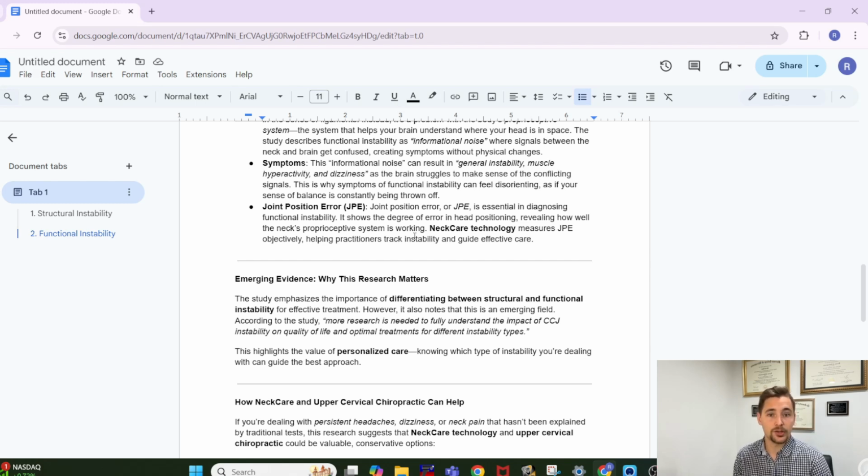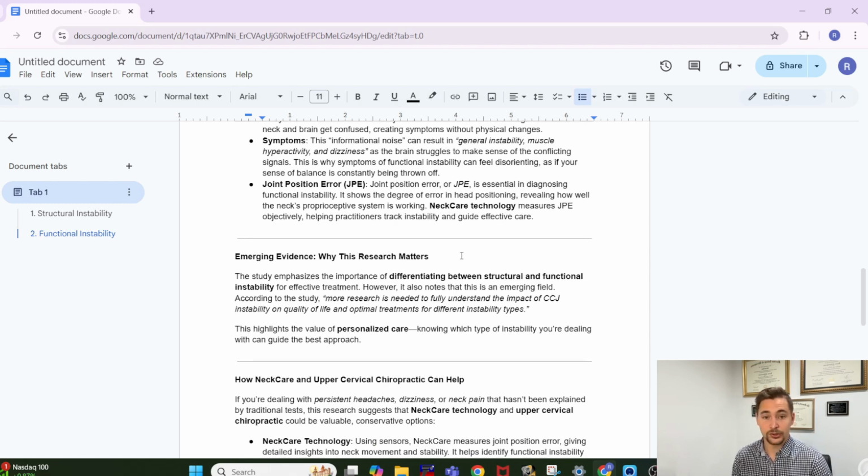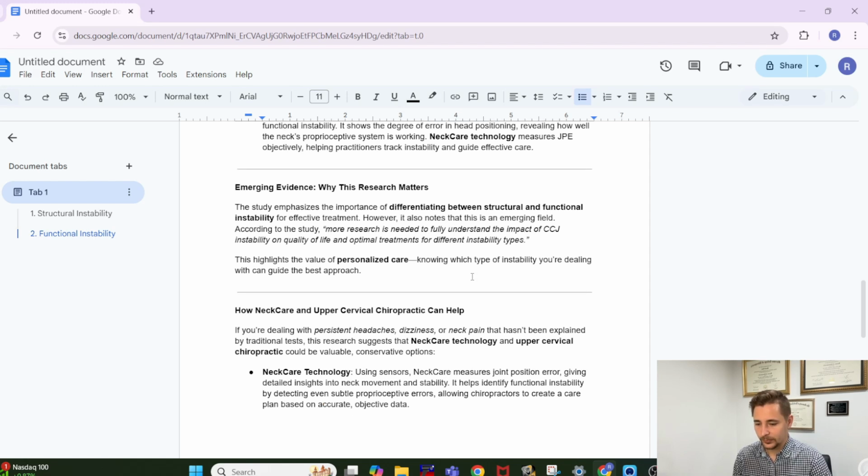One of the ways that we can measure joint position error, the study gave different tests and orthopedic tests that you can do. I'll link the study down in the notes below if you want to take a further look at it. But the way that we measure joint position error is through NeckCare. NeckCare helps us measure that joint position error to see if there's any sort of informational noise going on and see how well the neck is actually functioning.